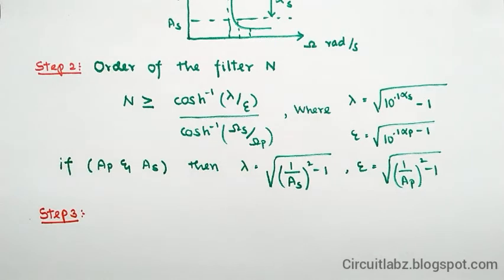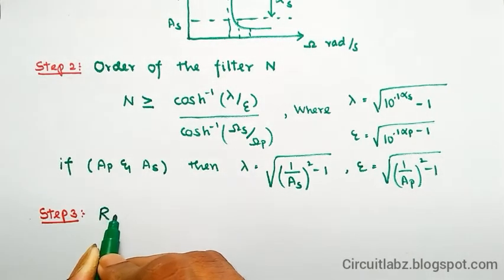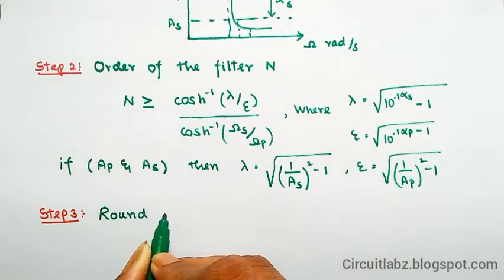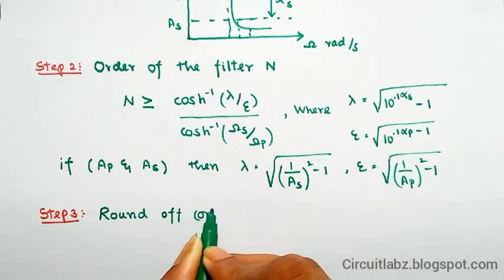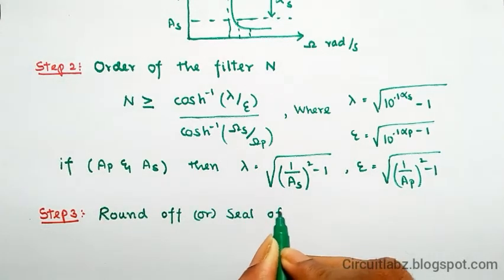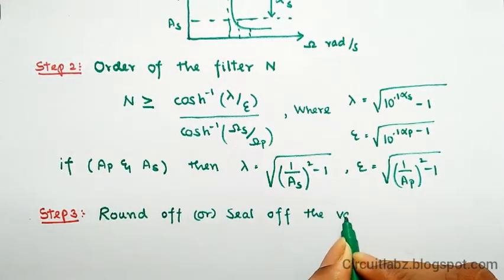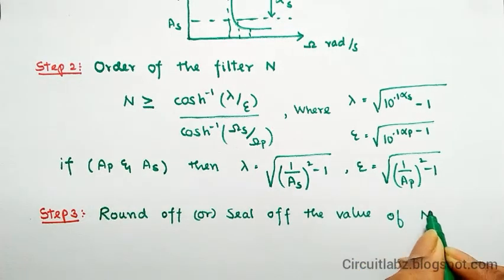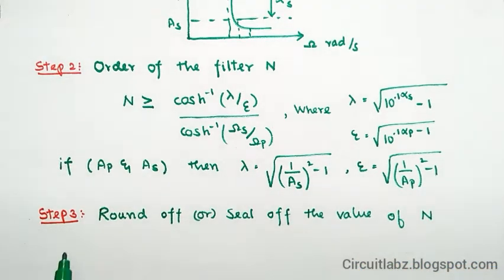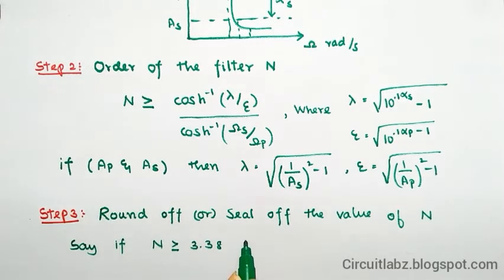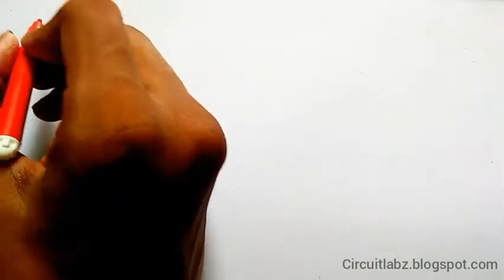Now we are going to step 3, in which we will round off the value of n. It is also called ceiling. So if we get the value of n, say n is greater than or equal to 3.38, then the value of n we will assume as 4. So finally the order of the filter is 4.